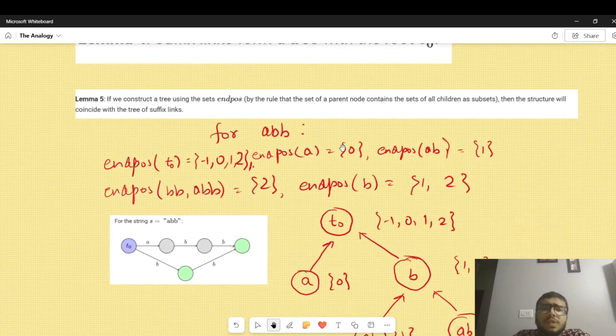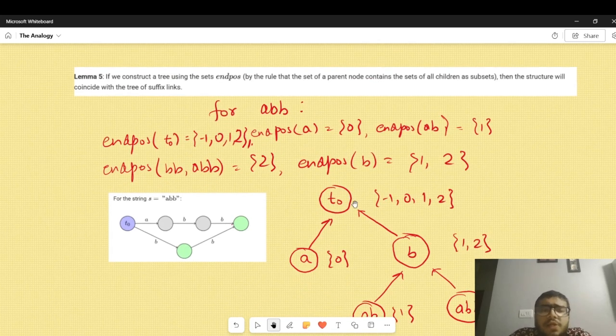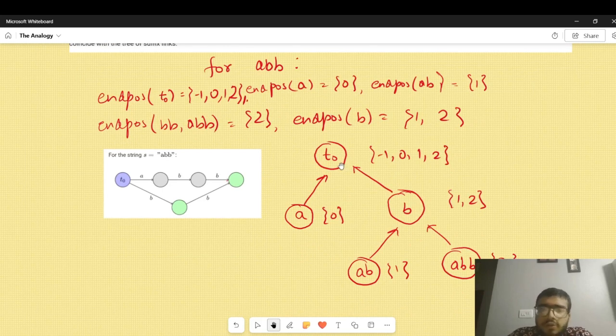Another lemma following this is the connecting link between endpos and suffix links. This summarizes our whole discussion very well: if we construct a tree using the set endpos, by the rule that the parent node contains the set of all children as subsets, then the structure will coincide with the tree of suffix links. Let's take a look at an example for better clarity. For the string ABB, if you list out all endpos sets and try to make a tree such that t naught has the universal endpos for the string, and you list out all of them, then you see that the states that are formed have the longest strings in them following a trend of suffix links. Now B is a suffix link of AB because B occurs more often than AB and is a suffix of AB, and similarly with ABB. And t naught obviously can be considered as a universal suffix of every non-empty substring of S. So this is also a suffix link.